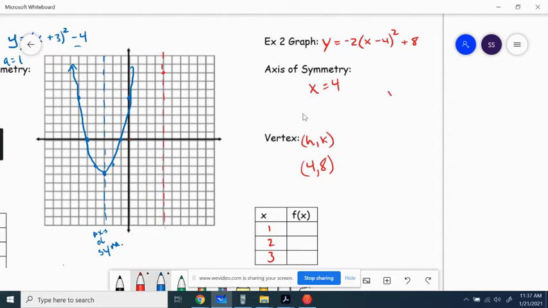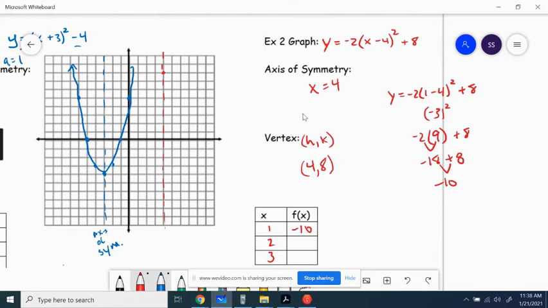So let's start with 1. If I plug this into the equation, -2 times (1 minus 4) squared plus 8. 1 minus 4 is -3. Square that, we get 9. 9 times -2 is -18. -18 plus 8 is -10. Okay, so this one might be a little bit better. So when x is 1, the f of x is -10, or the y is -10.